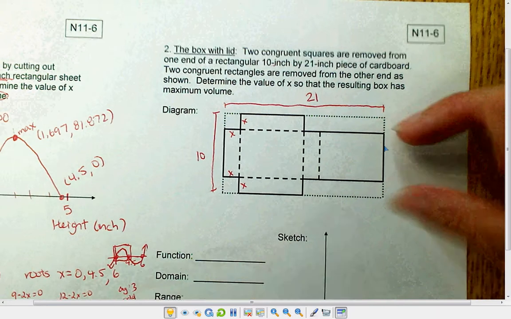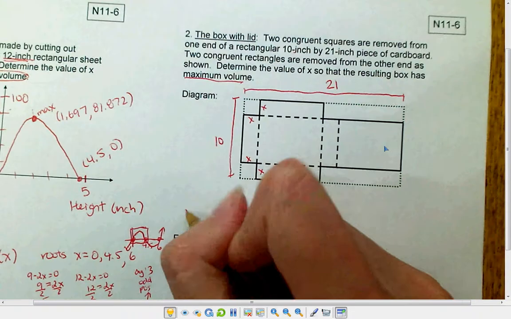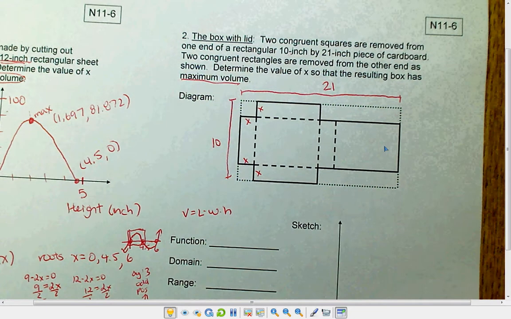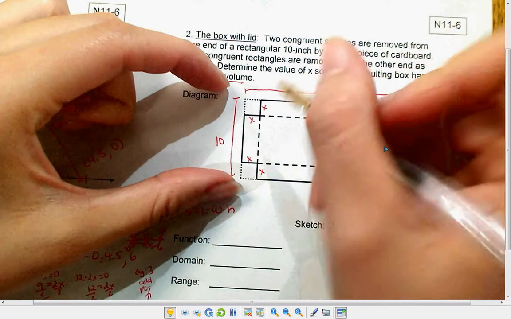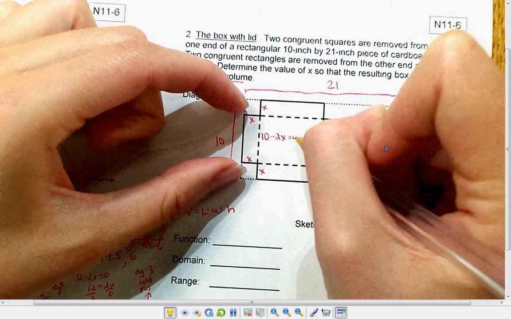So now we're trying to again find our maximum volume. So we're going to start off by again trying to find length, width, and height. Our width in this case is exactly the same, because this is 10 and we're taking away these 2 x's. So this is my width.